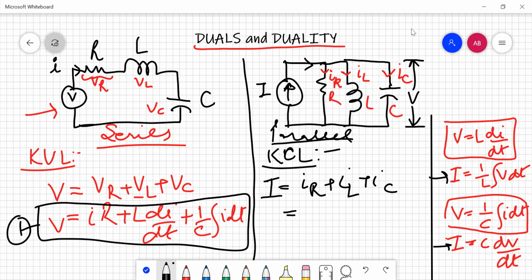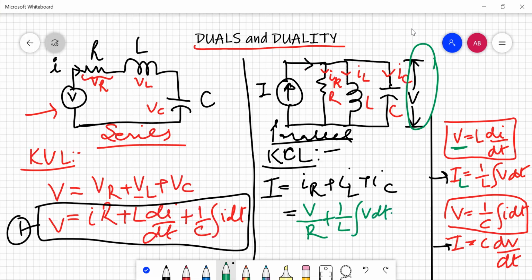If you check here, the voltage across parallel circuits is always the same, so this voltage V exists for the resistor, inductor, and capacitor. It will be equal for all three of them because they all are in parallel. So writing in terms of this voltage, we will get V upon R plus, from here I can get the value of IL, that comes out to be 1 upon L integral of V dt, and the last one is C dV by dt. So this becomes equal to I, and this becomes my second equation.